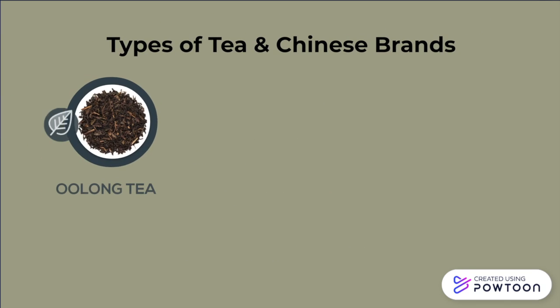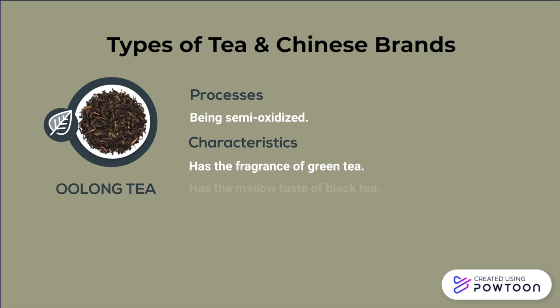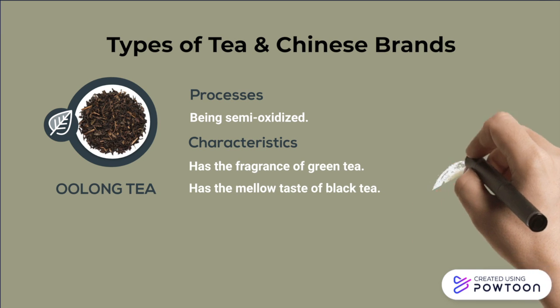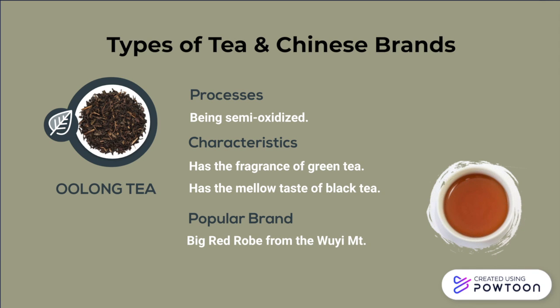Fourth is oolong tea. It falls somewhere in between green and black tea in terms of flavor, being semi-oxidized. It has the fragrance of green tea and the mellow taste of black tea. Da Hong Pao from the Wuyi Mountain is one of the popular brands.